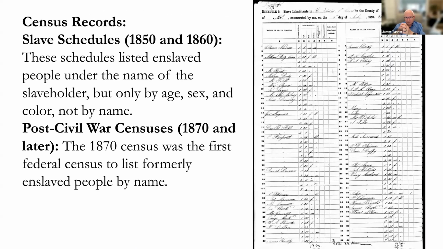Census records. This is a copy of one of the slave schedule pages from 1850. And this one is sometimes the jumping off point for beginning research into an enslaved family.